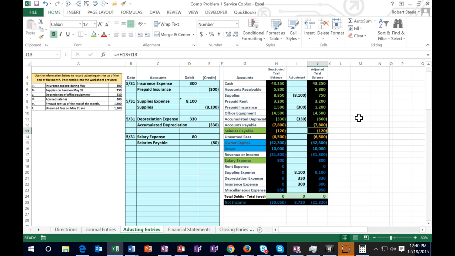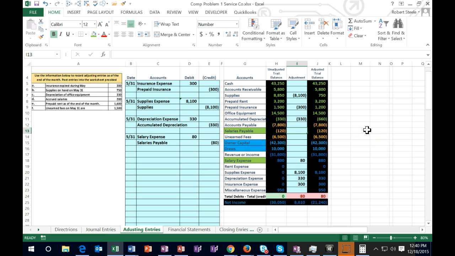Let's see if that's what happens. So we're going to scroll down here. I'm now in cell I-18 equals. We're going to point to the $80 debit. That's going to go from 800 up by 80 to 880. So we're recognizing that partial period of expenses, even though we have not yet paid it.